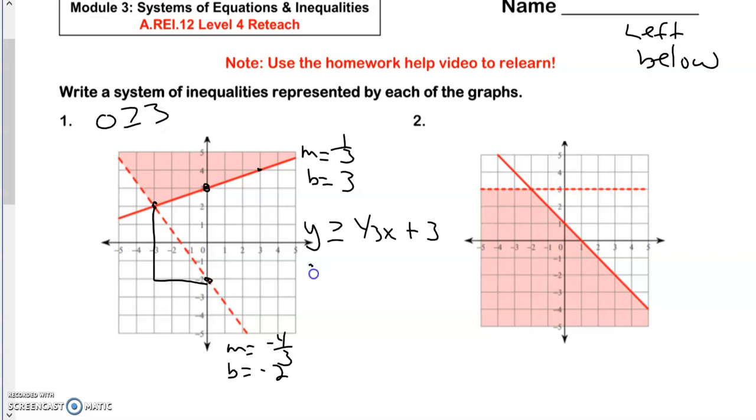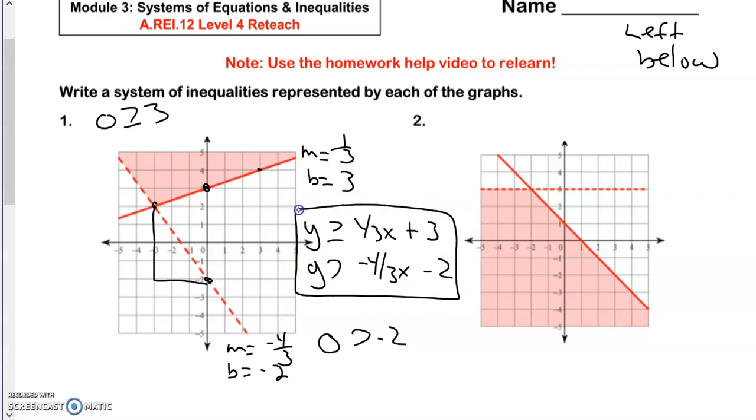Then for the next one, I'm going to do y, and then I'm going to write -4/3 x minus 2. On this one, it's right above, left below, so I'm shading above the line. I also know it's a dashed line, so it's greater than. And let's check it. Is 0 greater than -2? It is true, and I would have covered the 0. So this would be my system.